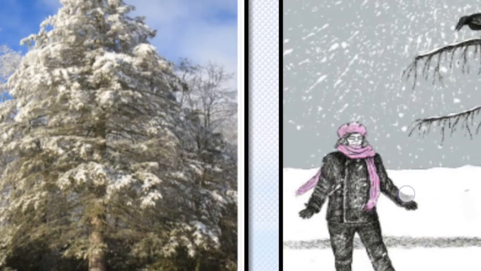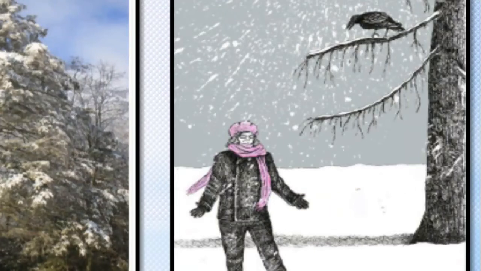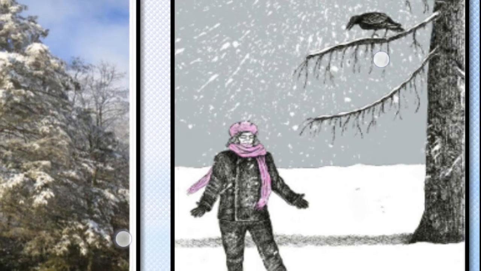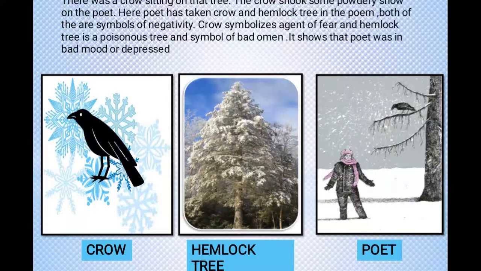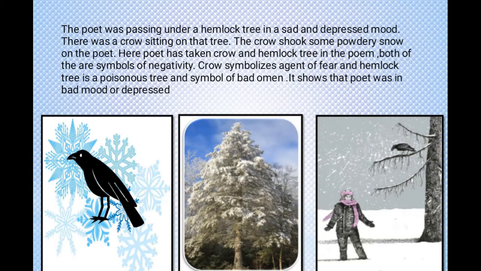And when the poet was passing under the tree, what happened? The crow shook some snow on the poet, और थोड़ी सी स्नो उसने, it might be accidentally that he shook some snow on the shoulder of the poet. उसने थोड़ी सी स्नो जो थी उसके ऊपर गिरा दी.